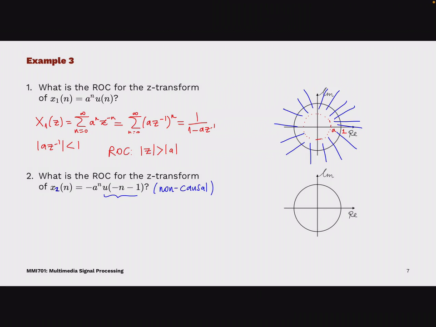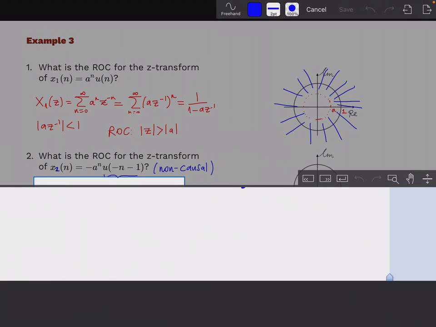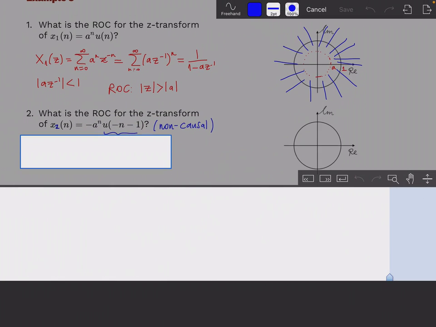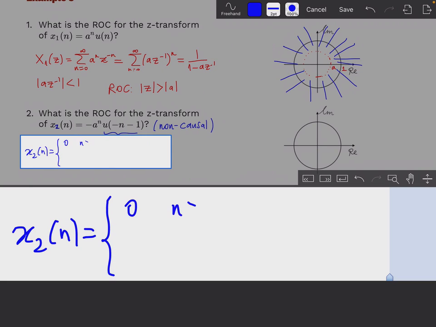Okay, so what is the signal then? So let's write the signal. So x2 of n is equal to 0 when n is greater than or equal to 0, and minus a to the power n when n is less than 0.